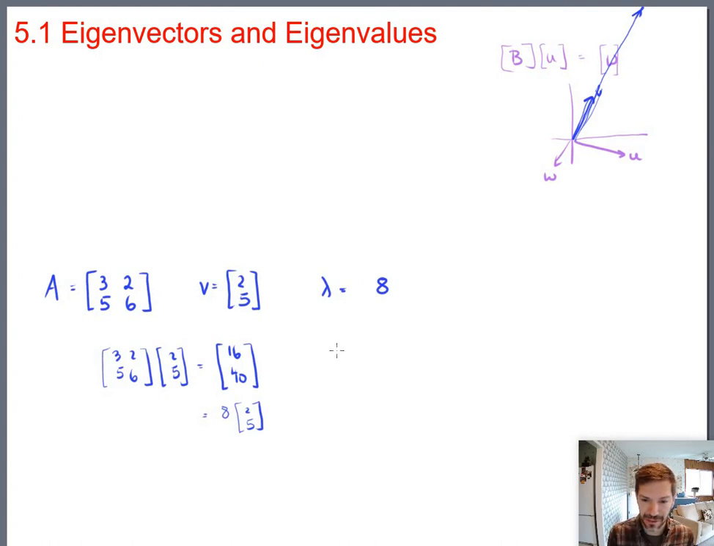So to shorthand this, we should say that A times V equals lambda times V. If you're not up on your Greek letters, by the way, this is lambda.